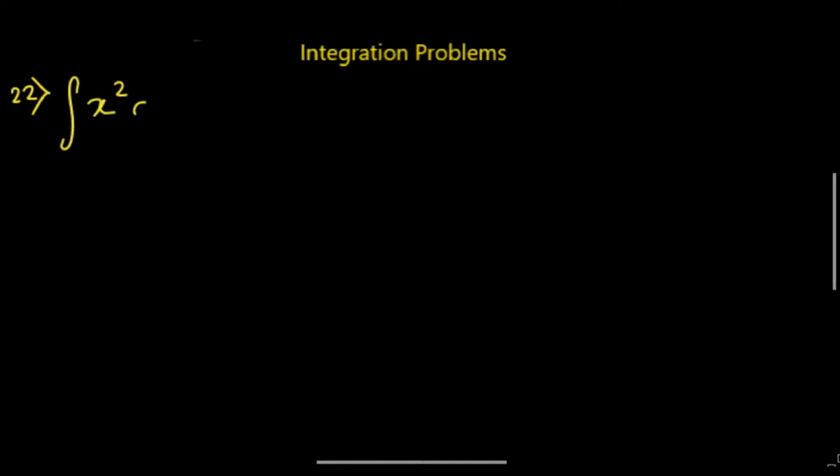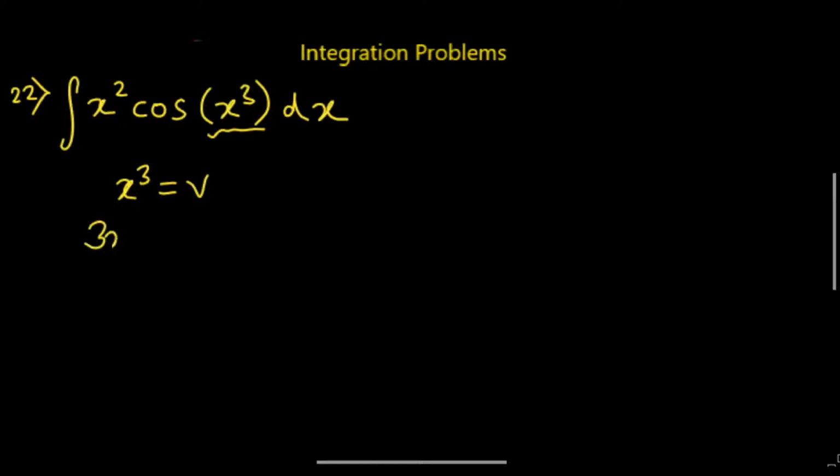Integration of x square cos x cube dx. So here if we take x cube and substitute it with a term say v, differentiating both sides, that is 3x square dx is equal to dv, and obviously x square dx would give dv by 3.